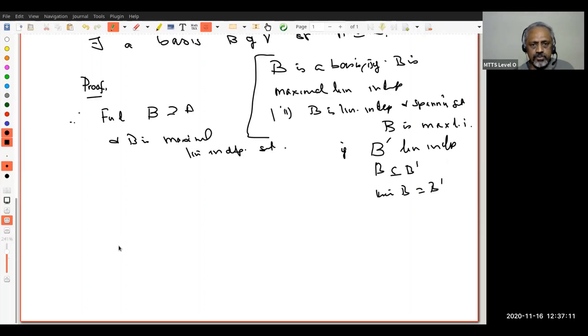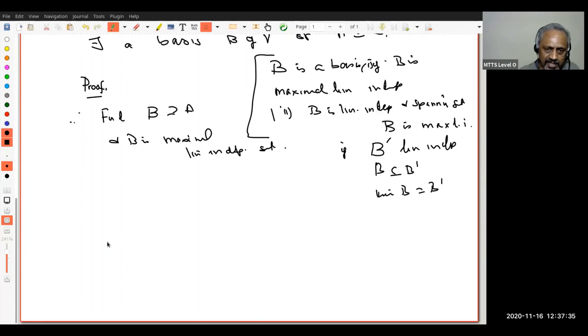So again, I want to use Zorn's lemma. When I want to use Zorn's lemma, as I said, the most important case is subsets of a given set. And there, what is the partial order? The containment relation, the inclusion relation. That is our thing. But what do I want? I want a maximal linearly independent set. And I also need my B to contain A.